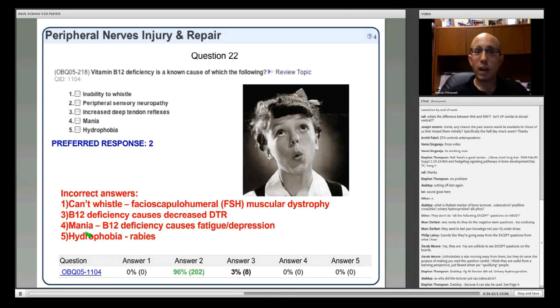Back to the question: vitamin B12 deficiency is a known cause of which of the following? Well, the correct answer here is 2, peripheral sensory neuropathy. Not that you can't whistle, that's FSH muscular dystrophy, right? Number 3, B12 deficiency causes a decrease in your deep tendon reflexes. Mania, B12 deficiency actually causes fatigue and depression, not mania. And hydrophobia, that's what you see with rabies.